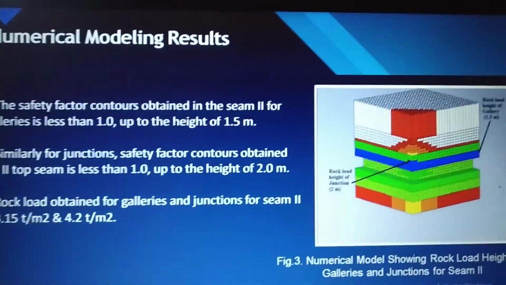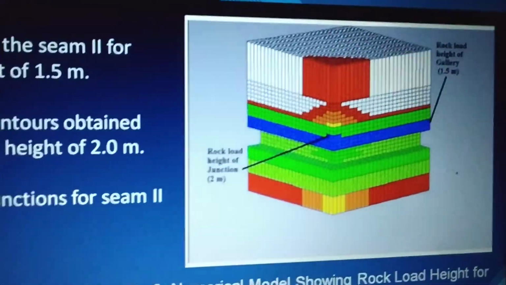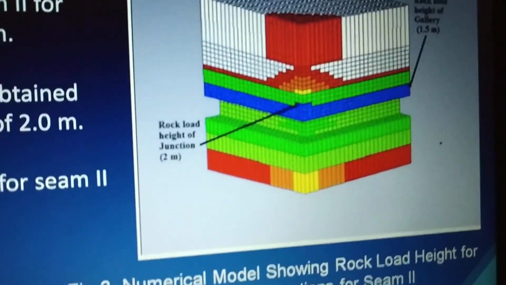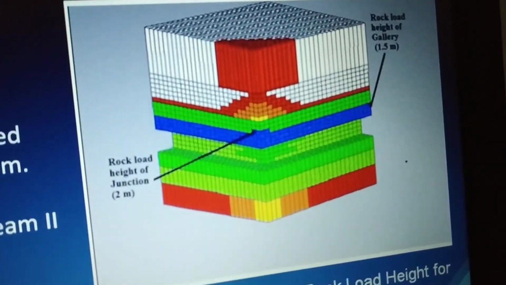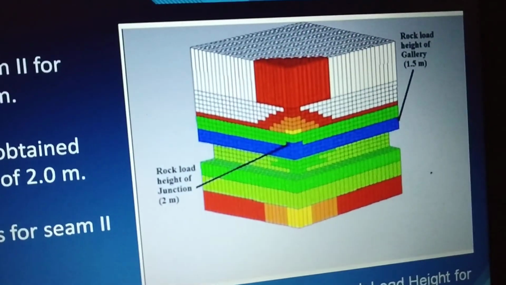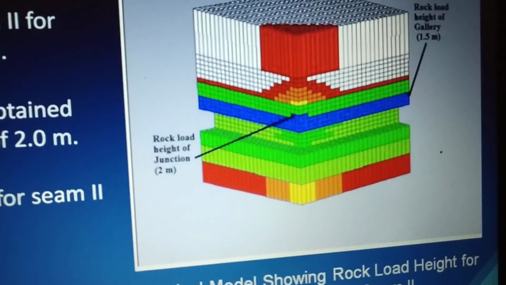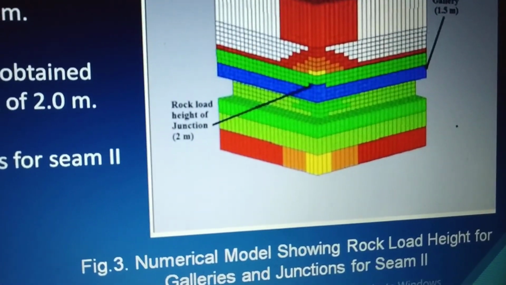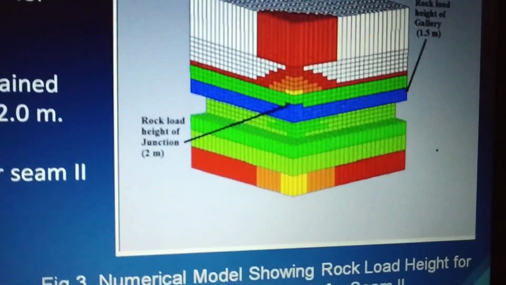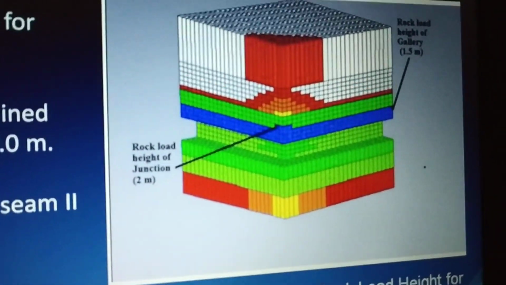So, as you can see in the figure, the red region indicates high in situ stresses, both vertical and horizontal, whereas the green region indicates that there is comparatively less stress acting on the roof. The blue region shows that we have to design a support system for this particular 2 meter height of the junction. The rest of the yellow region shows us about the discontinuity that exists in the rock.